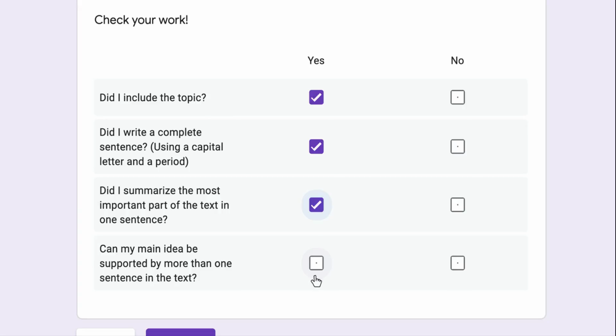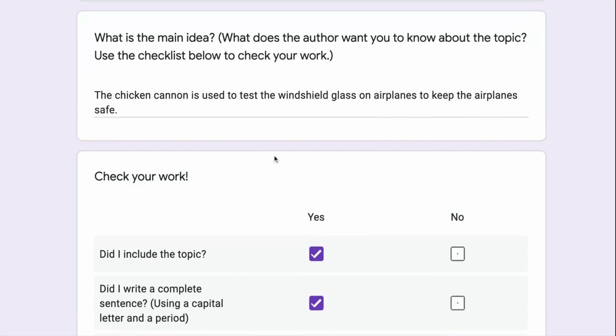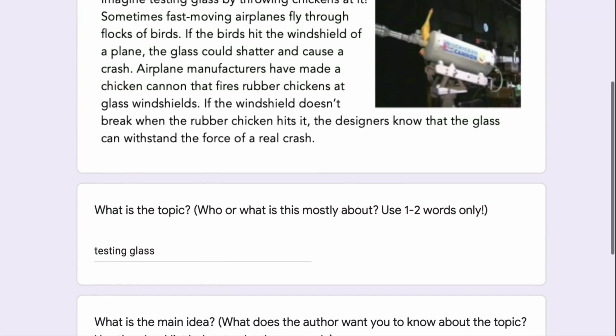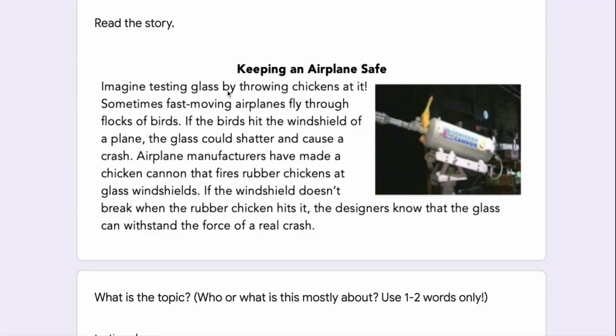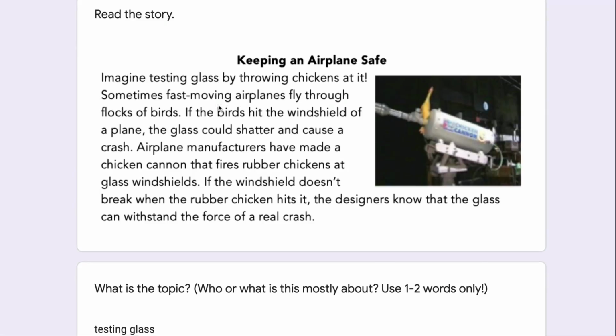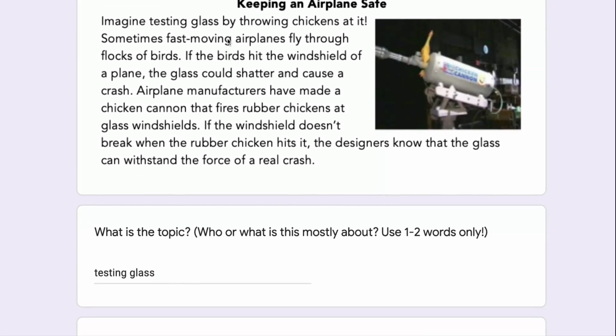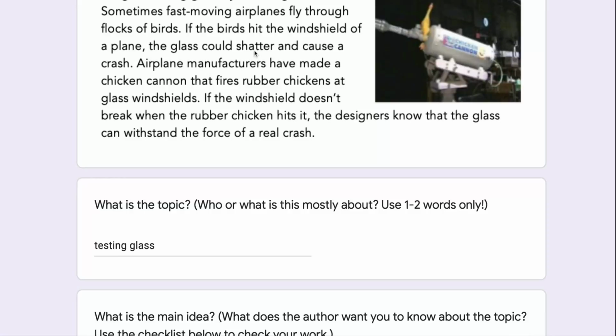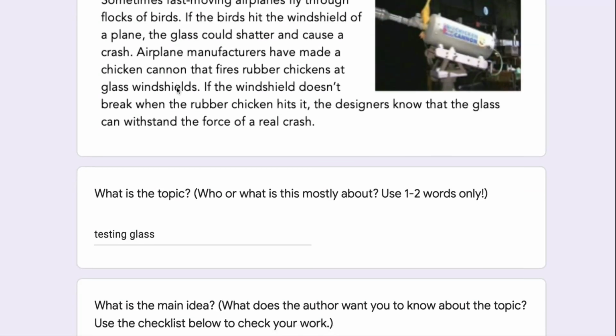Now I need to see, can my main idea be supported with more than one sentence in the text? The chicken cannon is used to test the windshield glass on airplanes to keep the airplane safe. Imagine testing glass by throwing chickens at it. Well, that talks about testing glass. I'll say that's one. Sometimes fast-moving airplanes fly through flocks of birds. If the birds hit the windshield, it could shatter and cause a crash. That lets me know that it wouldn't be safe, so I'll say that's two.